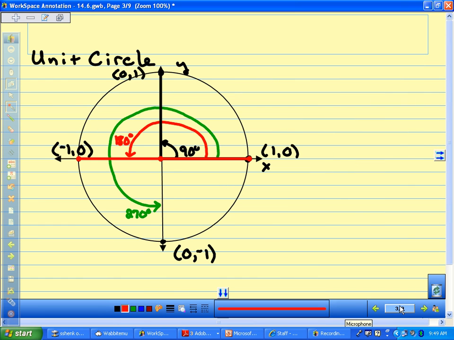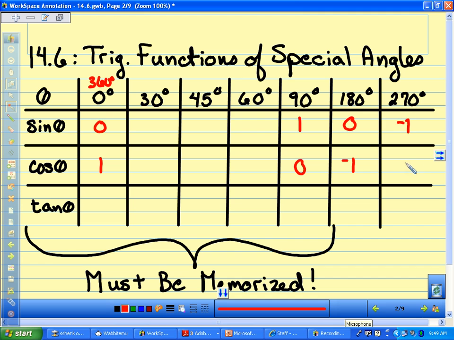Okay. So looking now at the 270, we're looking at this coordinate down here. What's the cosine of 270? 0. The sine of 270? Negative 1. So sine was negative 1, cosine was 0. Nothing new. We've already seen this the last 2 days.